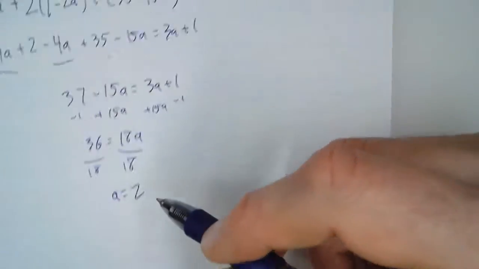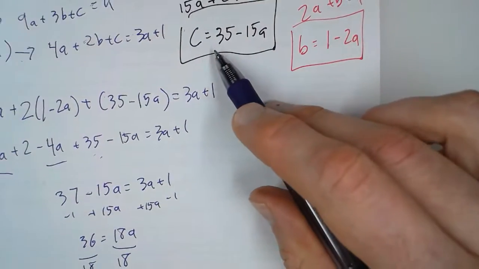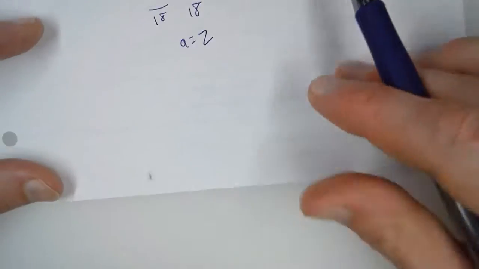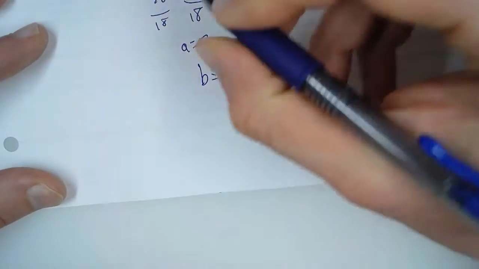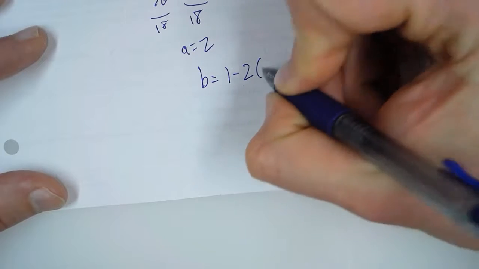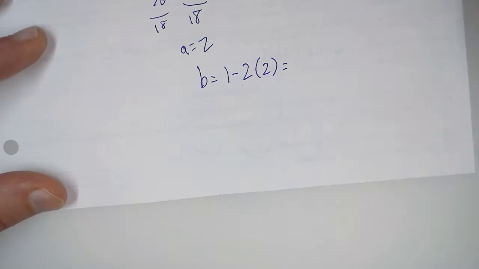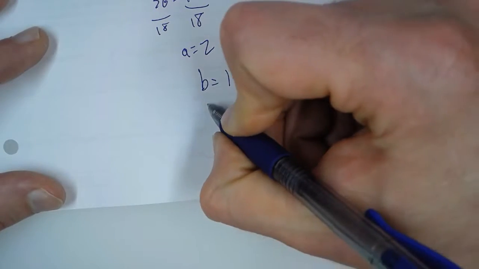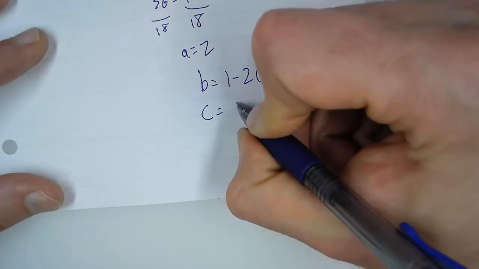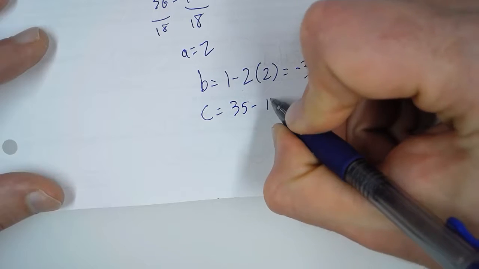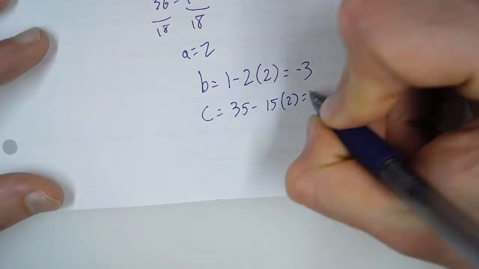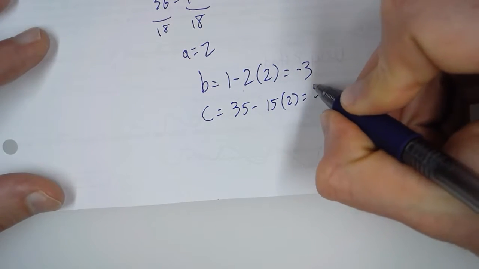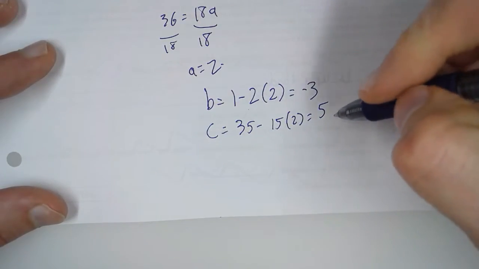All right. Now that I know what a is, I can use these equations to figure out the value of b. b is equal to 1 minus 2 times the value of a, which is 2. So that means b is negative 3. For c, that's 35 minus 15 times the value of a, which gives me a value of 5. So now I know a, b, and c.